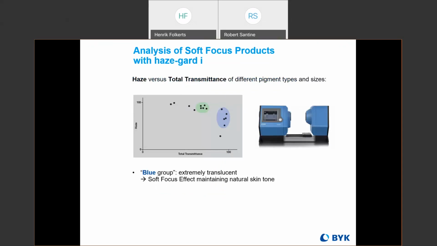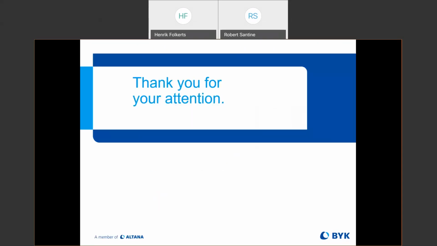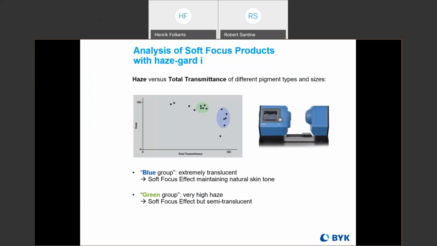So here we have different pigment types and sizes. We have a graph of total transmittance versus haze. The blue group here is samples that are very, very translucent. This means high transmittance and also high haze. So this is good for soft focus products. It maintains a natural skin tone. The green group has very high haze, not as high transmittance, but somewhat higher haze, I should say. And that causes soft focus, but a semi-translucent effect.